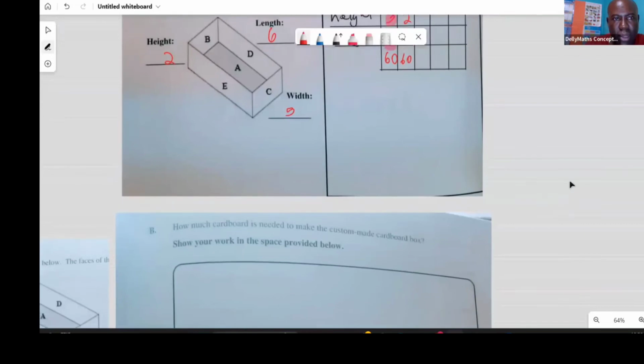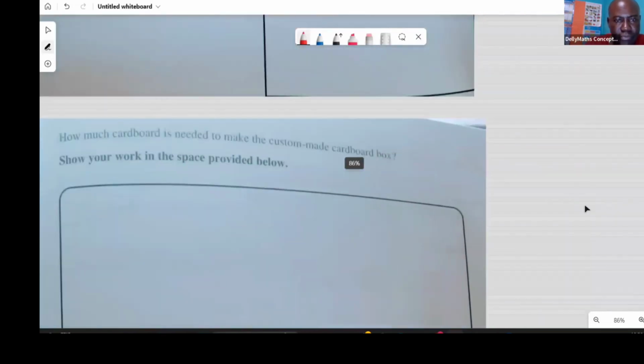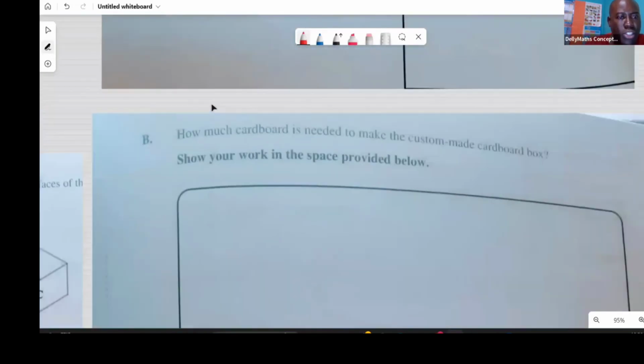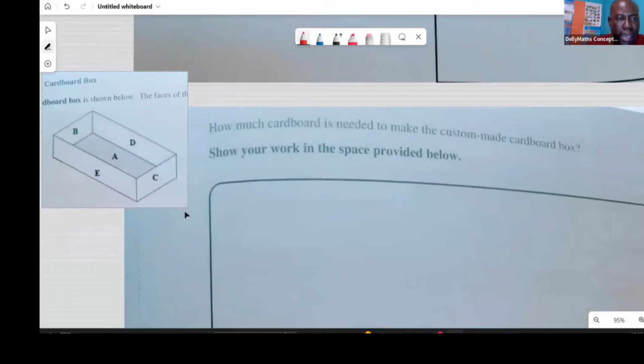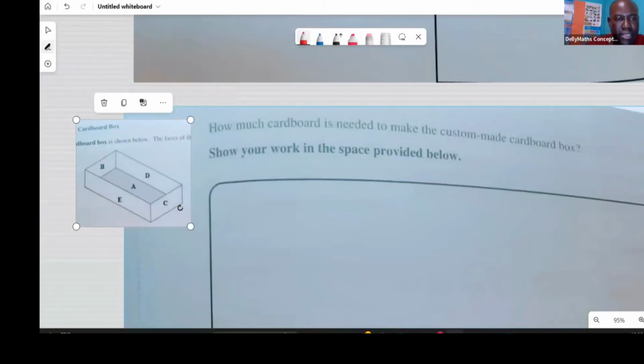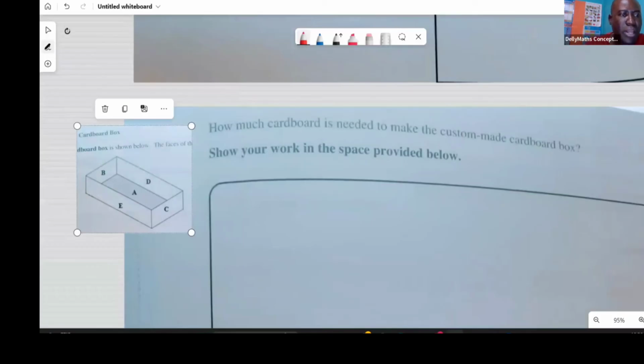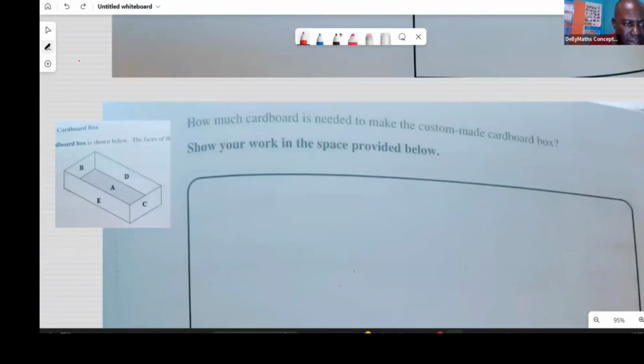Now let's follow up more. Next question: How much cardboard is needed to make the custom-made box? In order to do that, what you want to do is to quickly have an idea here. So I'm bringing this idea so we could see quickly what we're dealing with. We're dealing with a 6, a 5, and a 2. That's what we have.